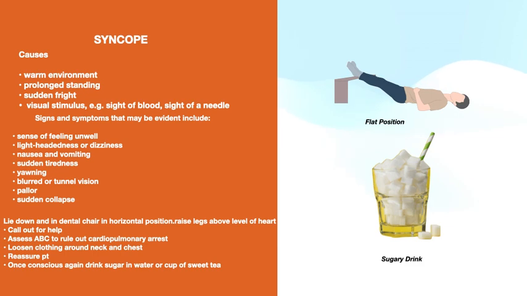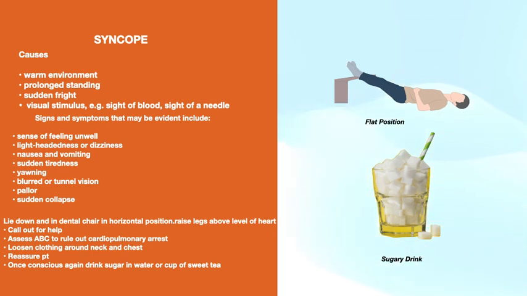If the patient feels faint, advise him to lie down. Put the dental chair in a horizontal position. If the patient starts to collapse, if possible, support him to the floor, taking care not to sustain an injury while doing so. Call out for help. Assess ABC to rule out cardiopulmonary arrest.